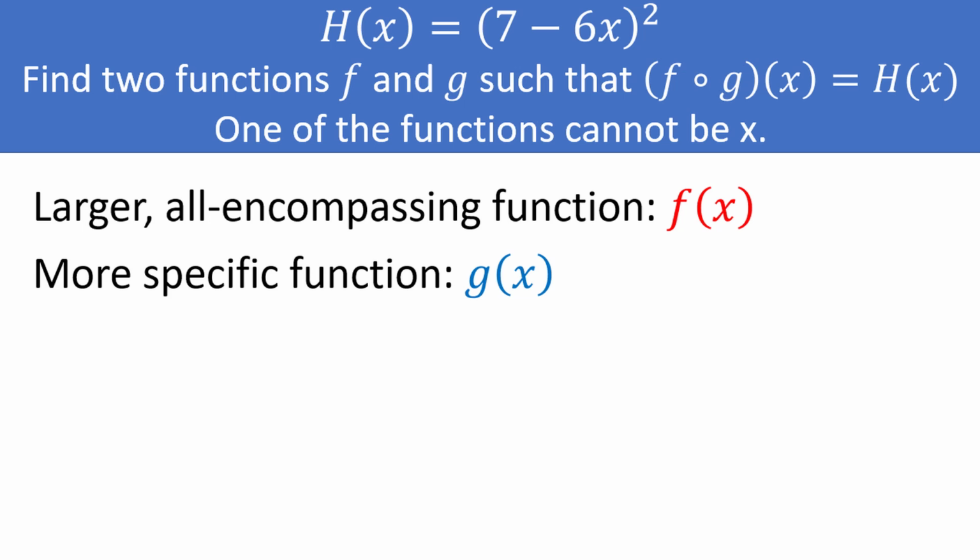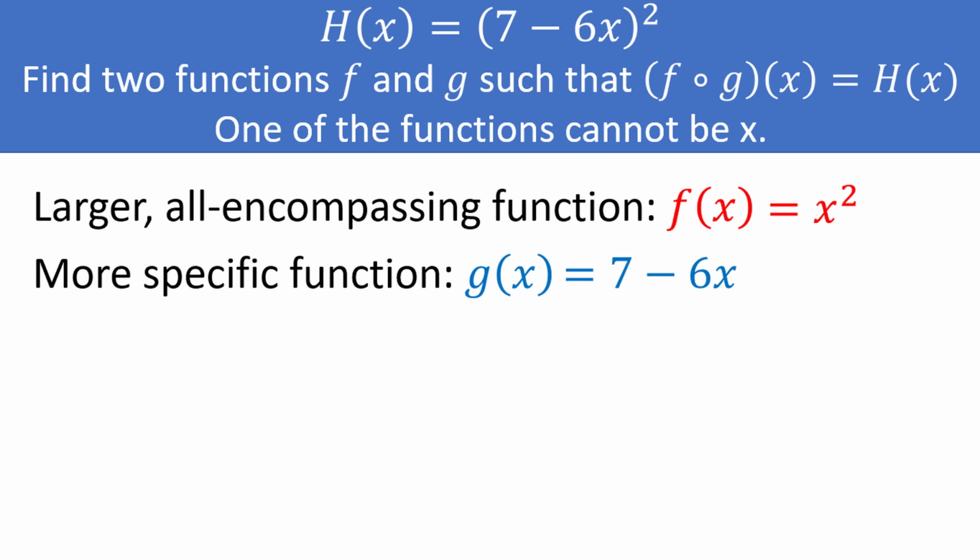The overarching form of the function h of x is something in parentheses squared. That means f of x must be equal to x squared. G of x is the inside, the specifics of the function that is being squared. That means g of x must be equal to 7 minus 6x.